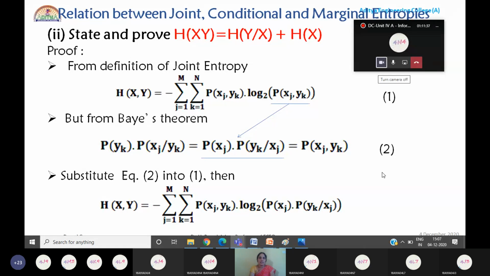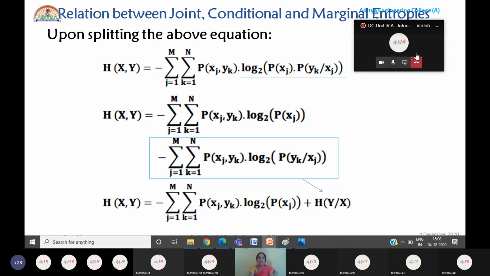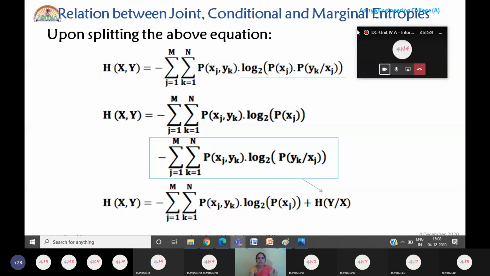Okay, so let us move to the next slide. We just substituted the relation using Bayes theorem into the joint entropy expression. So here, look carefully at what the RHS is, and accordingly use either the first relation or the second relation. Now let us move to the next slide. So what are we doing here? Now you are going to split the above equation.